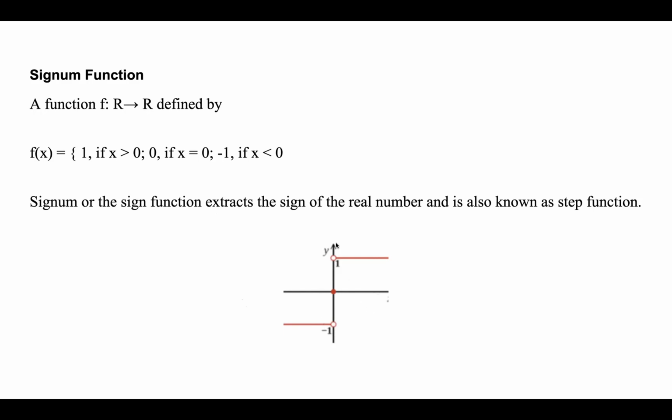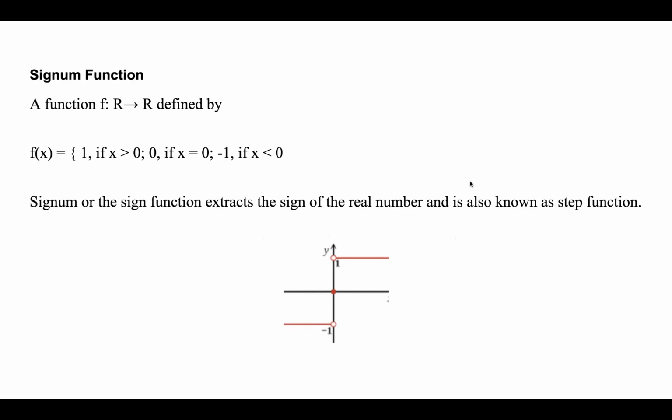When x values are greater than 0, then +1 is the value. When negative values are there for x, the -1 value is there. And if x is 0, then y is also 0. Y is nothing but f of x. The signum or sign function extracts the sign of the real number and is also known as the step function.